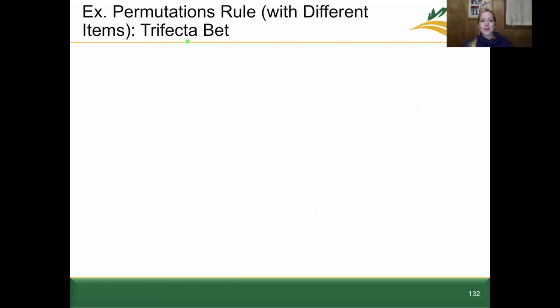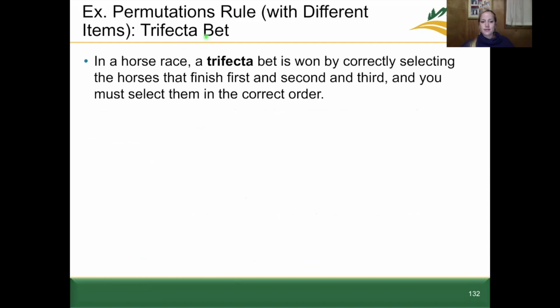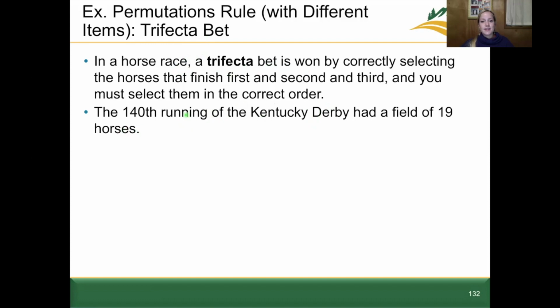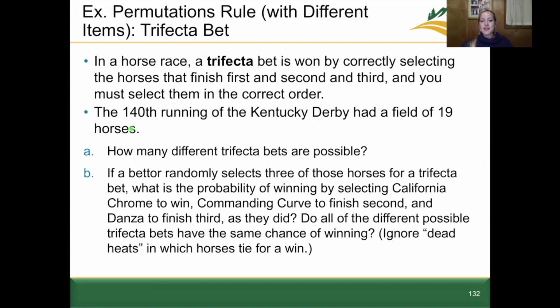Let's try another example here with trifecta betting and horse racing. So in a horse race, a trifecta bet is won by correctly selecting the horses that finish first, second, and third, and you must do so in the correct order. In some year of the Kentucky Derby, let's say we had 19 different horses that were racing. In A, we're going to answer how many different trifecta bets are possible, and then in B, we're going to answer, do all the 3 different possible trifecta bets have the same chance of winning? Here we're going to ignore dead heats, in which horses truly tie for a win.